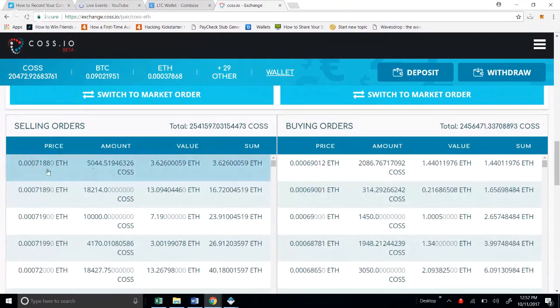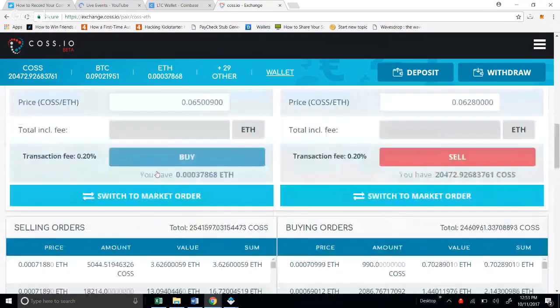Like this guy is selling it for 0.00718 Ethereum. He wants to sell 3. That would be the total with transactional fees, which is 0.2%. And this is how many COSS you get. So the easy thing to do would be to click on one of these. It'll pre-populate, and you can put how many you want to buy.